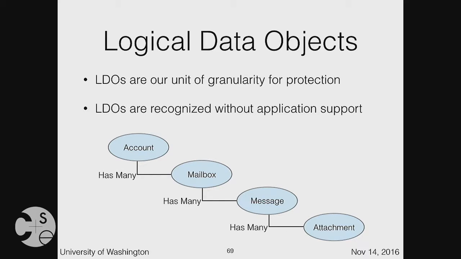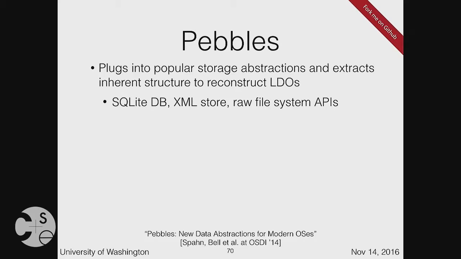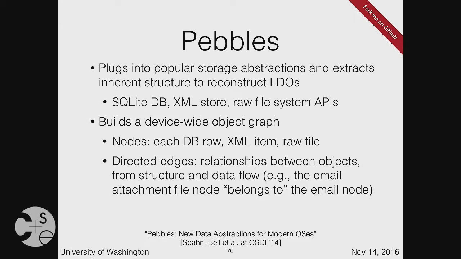And we want to be able to allow our users to just say, this is something I'm interested in protecting, auditing, and so forth, without having the app developer have to tell the user what that thing is. We want to do this at a system level on unmodified apps. So our system, Pebbles, at the highest level plugs into three popular storage abstractions to reconstruct some latent structure, like from SQLite databases or XML stores or file system APIs. And then it builds this device-wide object graph.